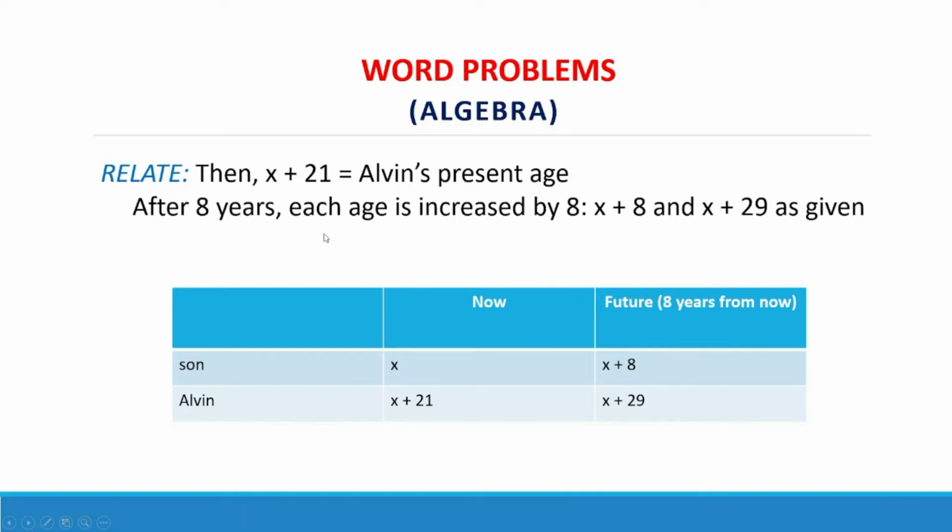And after 8 years, each age is increased by 8. X plus 8 and x plus 29, or 21 plus 8, as given. So in summary, the son's age now is x, and Alvin's age now is x plus 21. For the future, 8 years from now, the son's age is x plus 8 and Alvin's age 8 years from now is x plus 21 plus 8, or x plus 29.